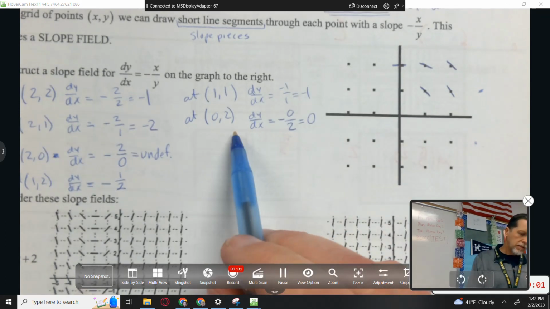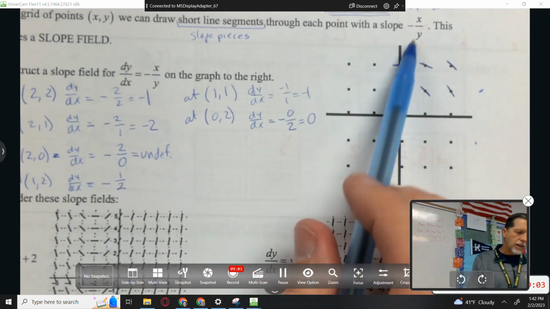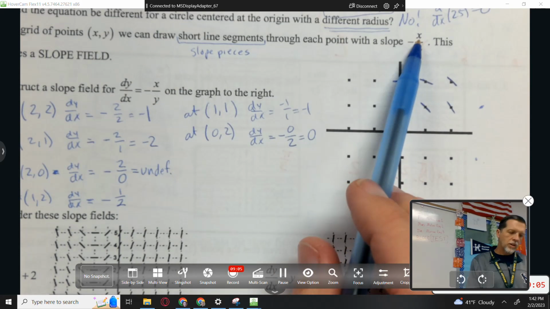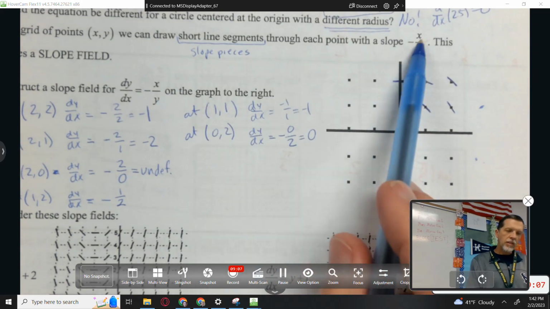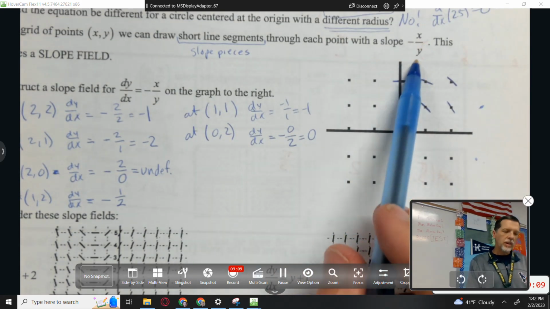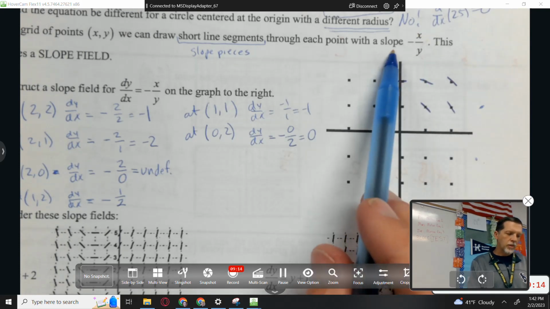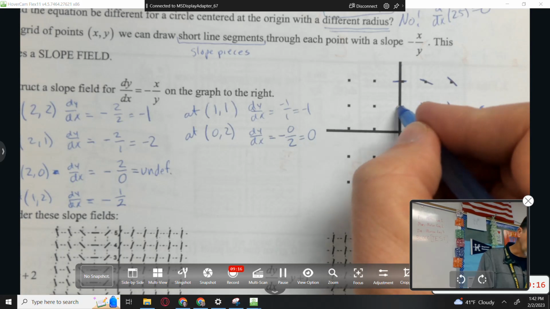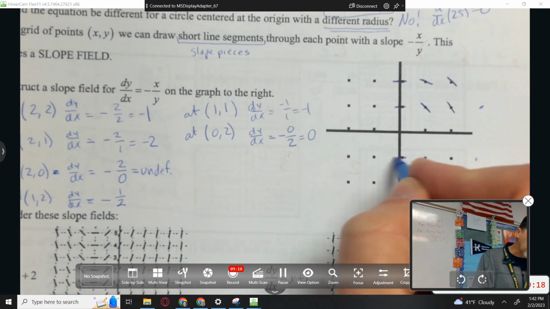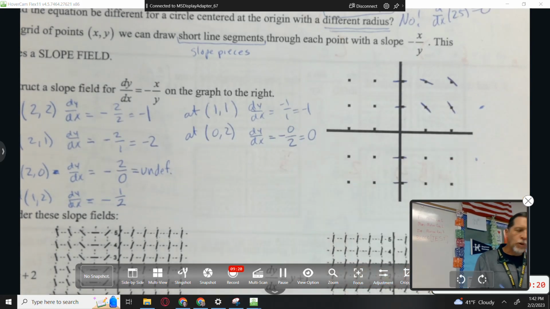And you know what? While we're there, if x is 0, it doesn't really matter what y is. If x is 0, what's the slope? 0. So all my x equals 0s, I'm going to put a slope of 0 there. Except for the origin, because that would have 0 in the bottom, and can't do that.